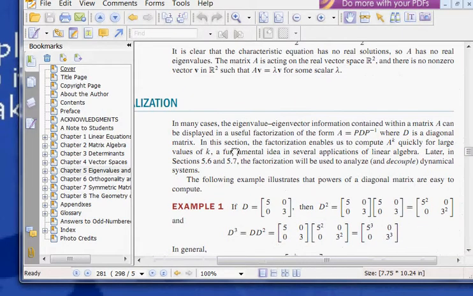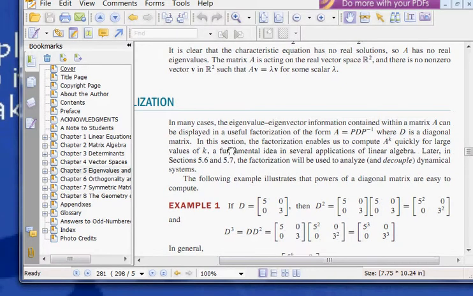So here's section 5.3, and the very first thing is the first two sentences in the first paragraph, so let me read them. In many cases, the eigenvector information contained within a matrix A can be displayed in a useful factorization of the form A equals P D times P inverse, where D is a diagonal matrix. In this section, the factorization enables us to compute A to the k quickly for large values of k, a fundamental idea in several applications of linear algebra.